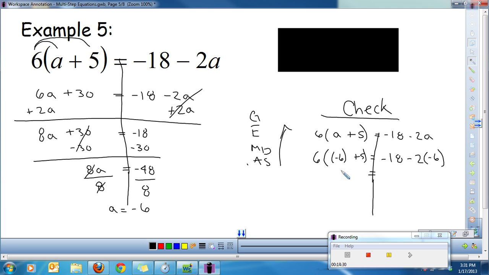6, parentheses, negative 6 plus 5 gives me negative 6. See if the other side works. If I do negative 18 minus 2 times negative 6, I get negative 6. My two sides check. They both are negative 6. So I did my equation right, and a is negative 6.